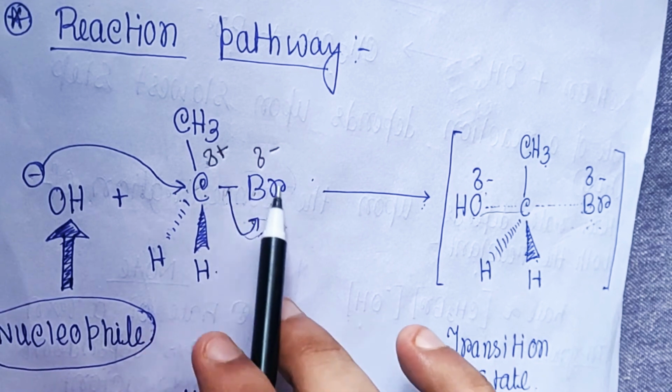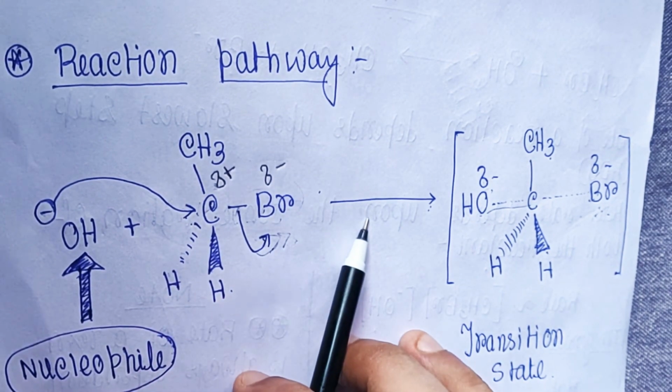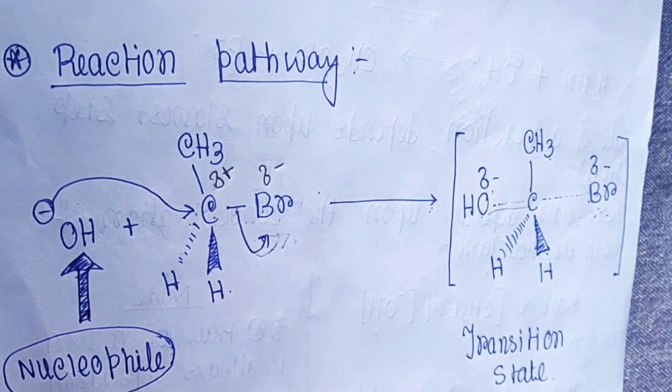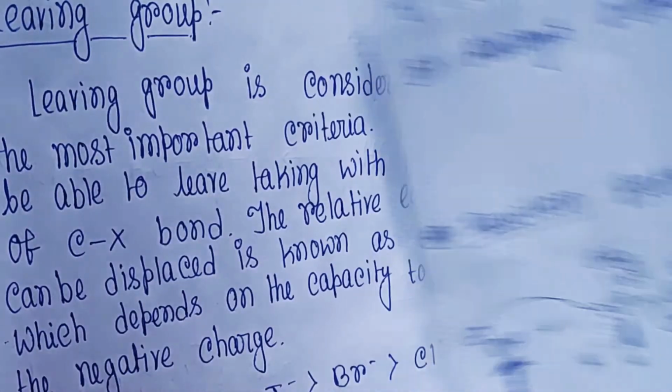So I have seen you earlier. Here Br is the leaving group. It is going to leave this system, so this has to be a good leaving group. So what is a leaving group? A leaving group is something that takes up the 2 electrons of this bond.